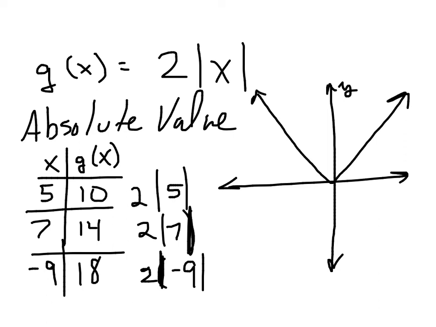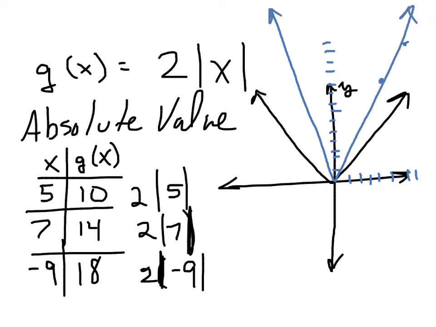Okay? So here's what's happening. If I were to draw those things out, at 5 it'd be up here at 10. At 7, it'd be up here at 14. At negative 9, it'd be way up here off my screen, at 18. And if I drew the picture, and you know that it's supposed to be a V shape, what happened? It got skinnier, which we said was a stretch.